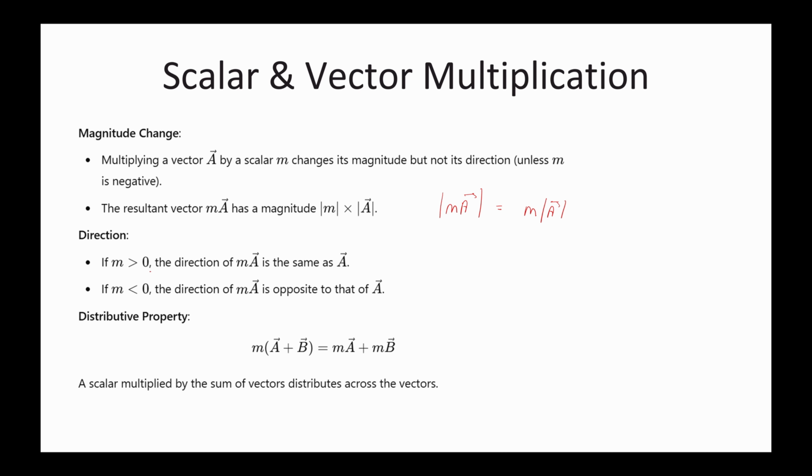Direction, of course, if m is greater than 0, the direction of m a is the same as a vector, and if m is less than 0, of course it becomes negative. That means the direction of my vector would change. It would become opposite to what it was earlier. This is my distributive property. You must remember this.